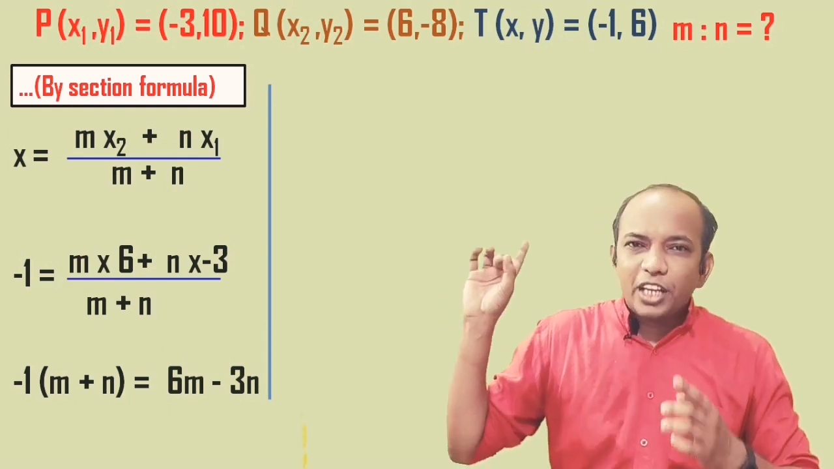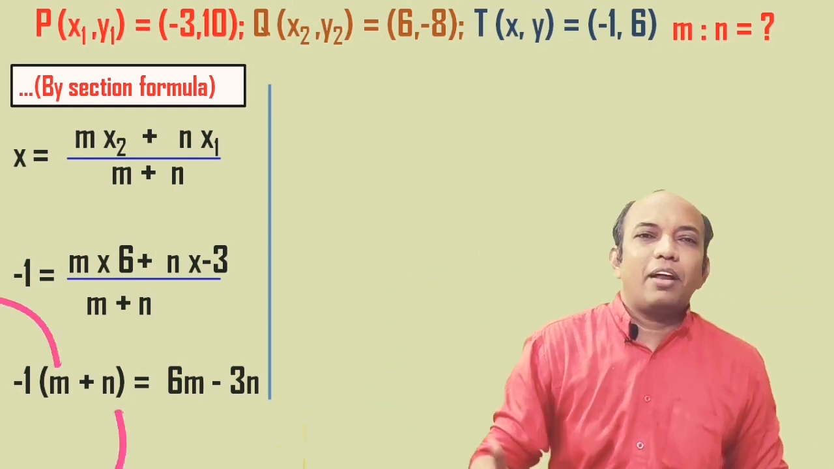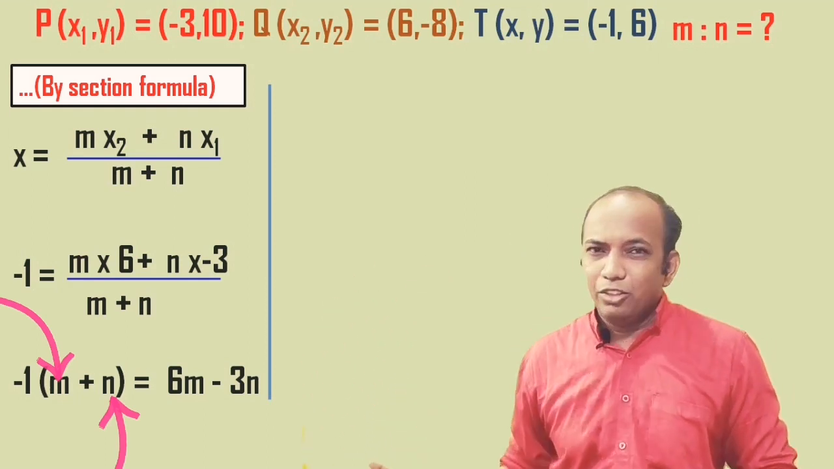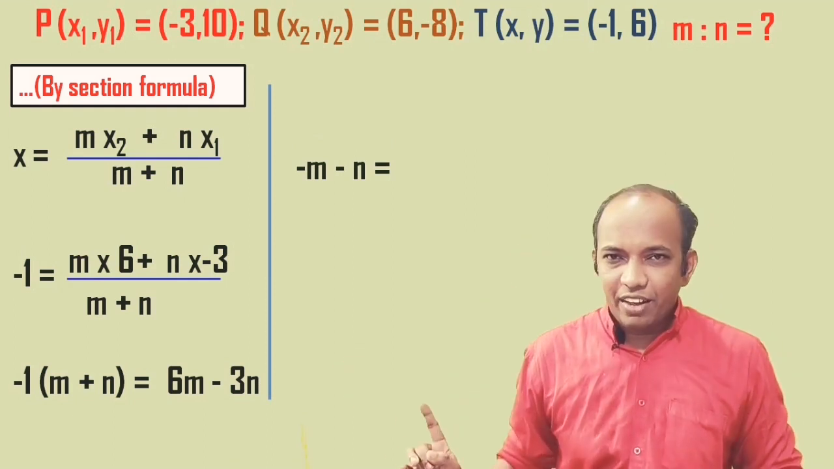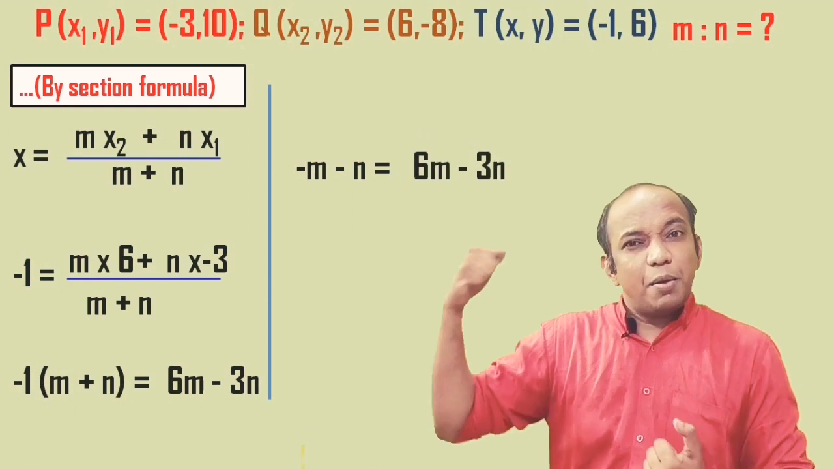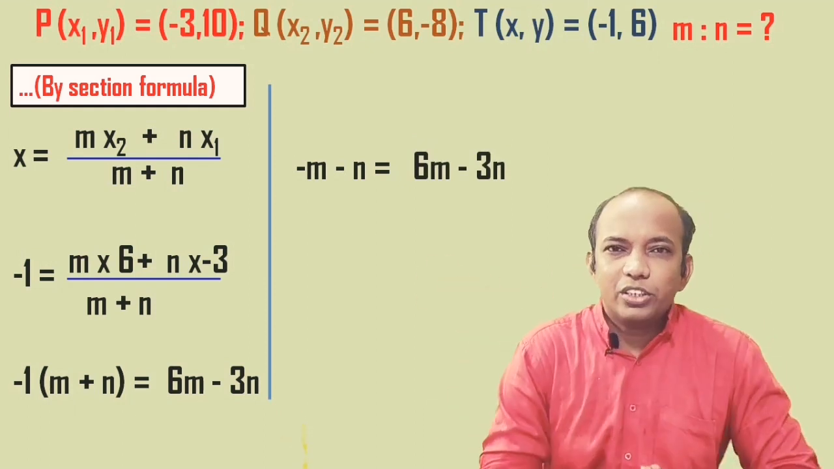After this, the moment you carry out the multiplication on LHS, that negative 1 is going to multiply it by m also and n also. As a result, we get negative m and negative n. On the other side, we have 6m minus 3n. Now what we have to do, it is the sort of linear equation, right?